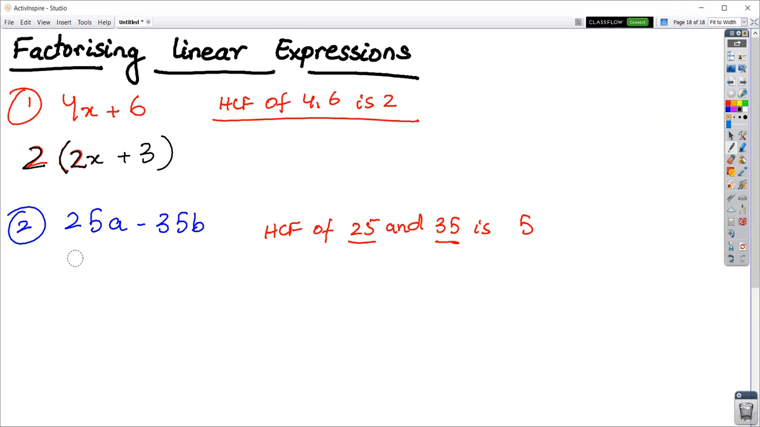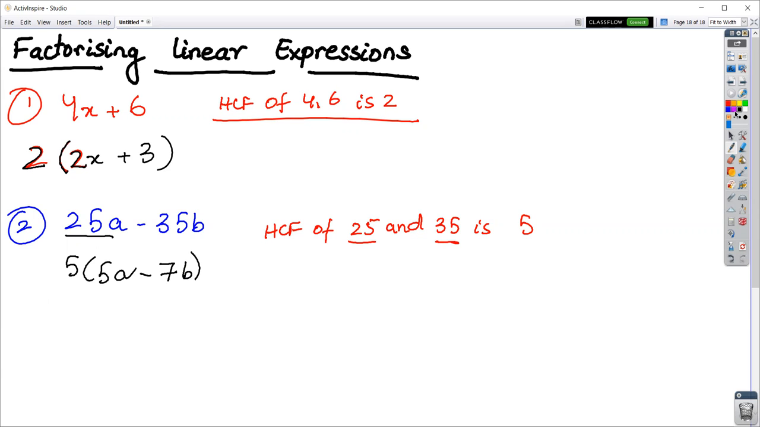To take 5 outside the bracket and then see what you would have inside the bracket, you start with the first term and see how many 5s make 25. It would be 5a, minus, then you check for the other number, how many 5s make 35. So it would be 7b. This is the factorized expression for 25a minus 35b.